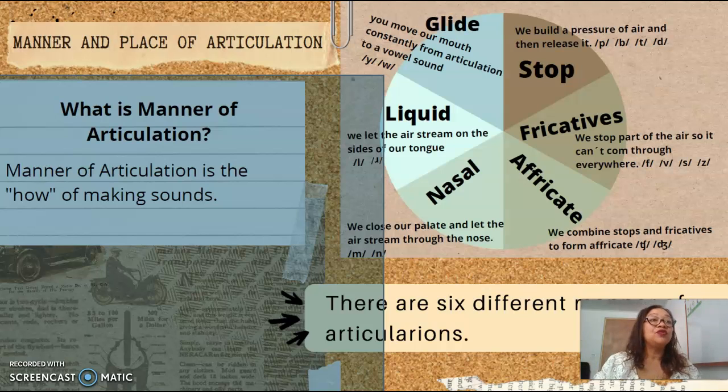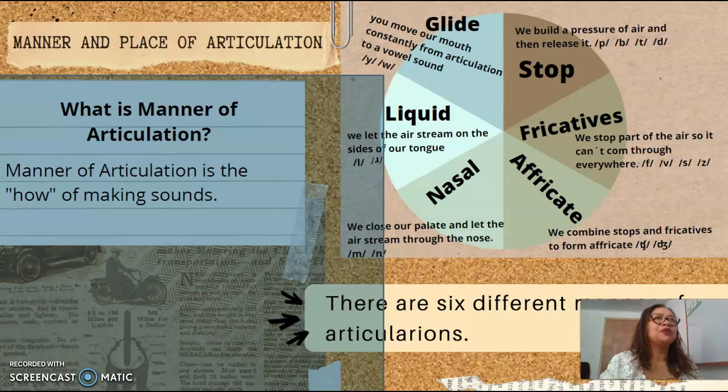Now, another thing that is very important when you're learning a foreign language, especially English, is to pay attention to the manner and place of articulation. But what is that? Well, manner of articulation is how we make the sounds. There are 6 different manners of articulation. Let's start with the first one, stops.